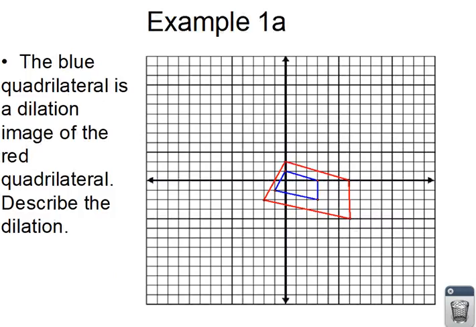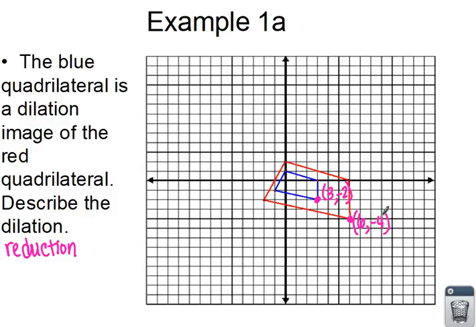All right, same deal. The blue is a dilation image of the red. Describe the dilation. So if we start with the red, we end with the blue. This is a reduction. So we have to figure out how much smaller it gets. So let's just take one set of points. We'll look at this point and this point. So we started out here. This is 6, -4 is where we started. It shrinks in to 3, -2.